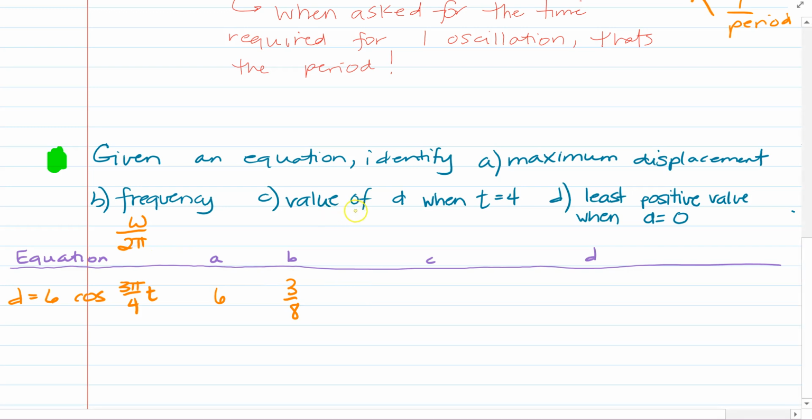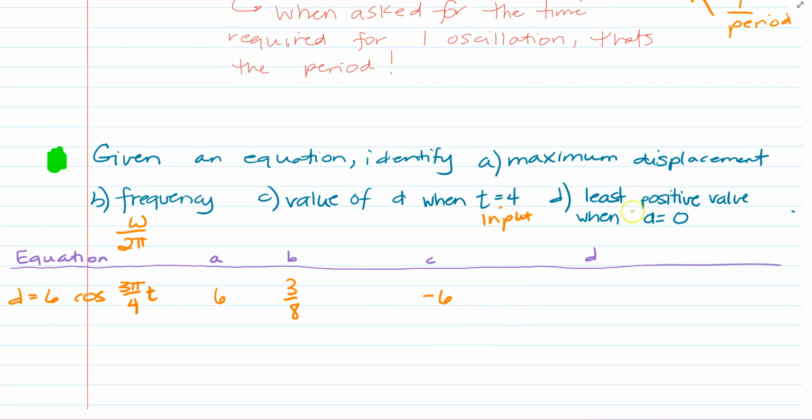So for C, when they're asking the value of D when t is equal to 4, you're simply using that as your input. So if I said D is equal to 6 times cosine of 3 pi over 4 times 4, because that's my time, all I'm asking for is 6 times the cosine of 3 pi. Now what is cosine at 3 pi? At 3 pi, isn't that -1? It is. And -1 times 6 is -6. So you simply use that as an input.